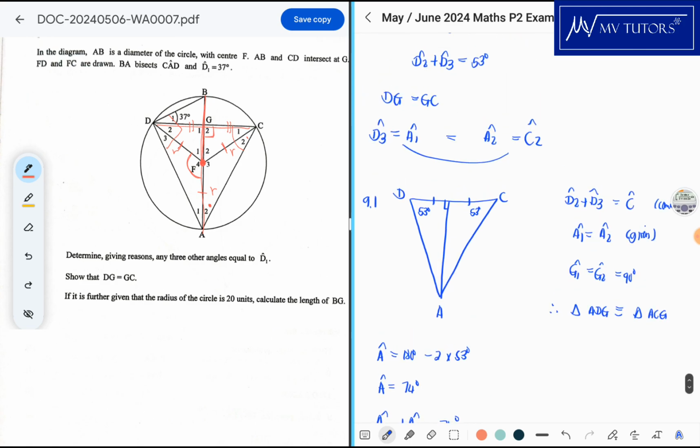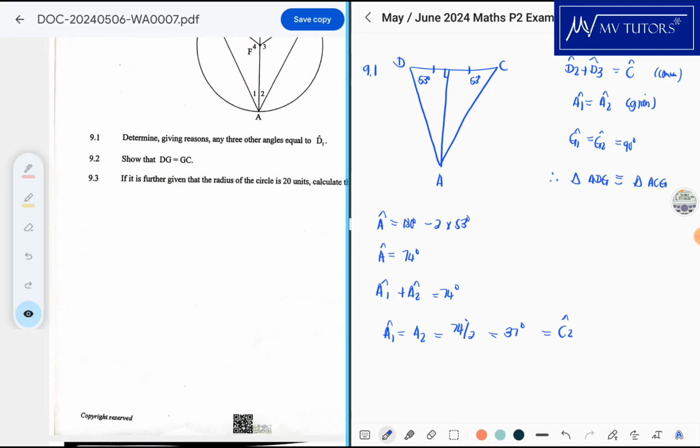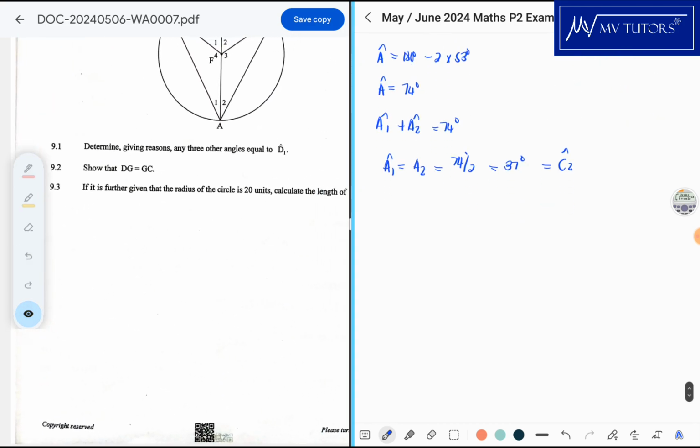So we have A1, which is equal to A2, which is equal to D3, and equal to C2. So there we go, 3 other angles equal to D1. All right, so now let's go to Question 9.2. Show that DG is equal to GC.